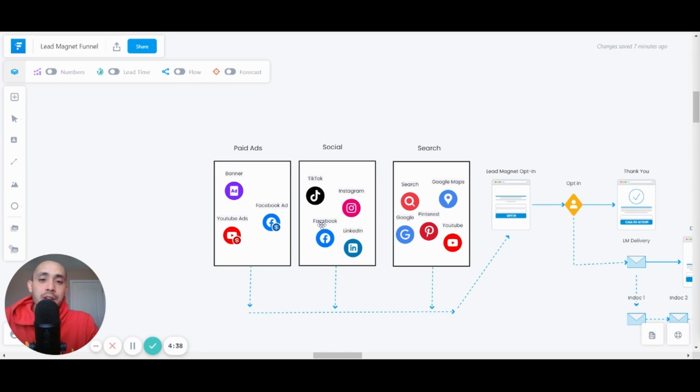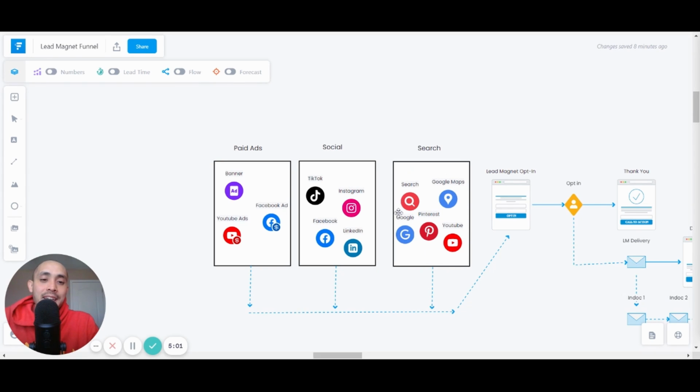We still have Facebook. There's still a lot of very good strategies within Facebook to get leads. Also LinkedIn, not too many people seem to talk about LinkedIn as much, but it's still a very effective strategy, especially if you're in the B2B industry. Then we also have this other bucket called search.